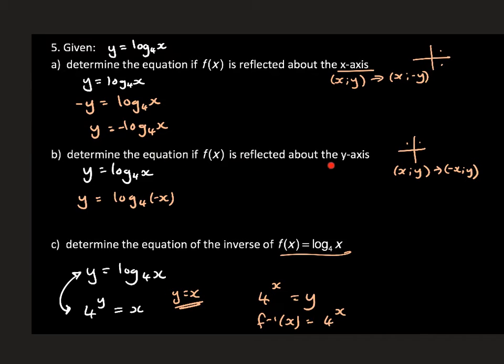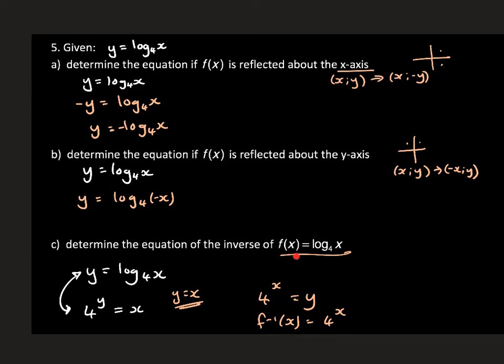To determine the equation of f(x) reflected about the y-axis, what happens if you reflect about the y-axis? (x, y) becomes (minus x, y), right? The x value is multiplied by minus 1, the y value stays the same. So that will mean that y is equal to log base 4 of x will become y is equal to log base 4 of minus x.